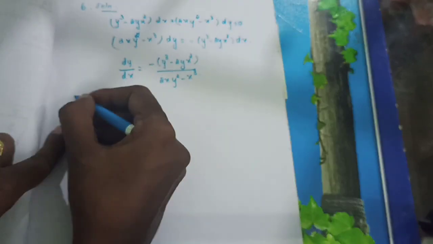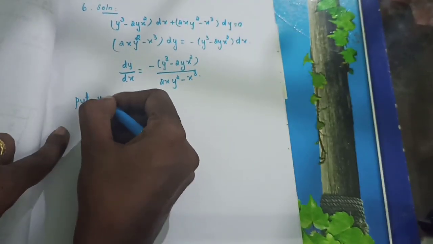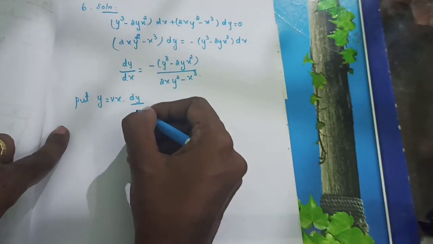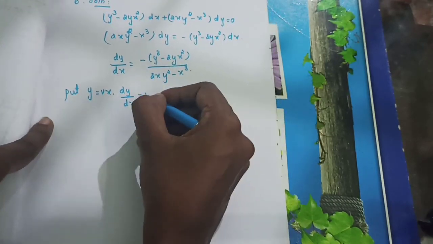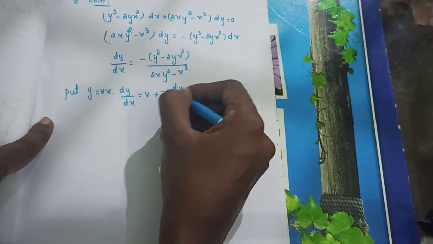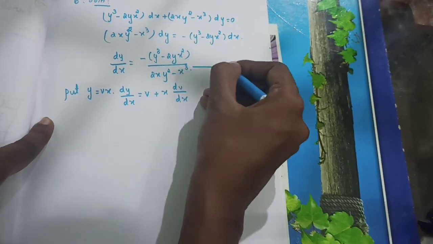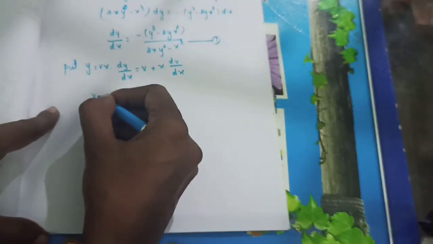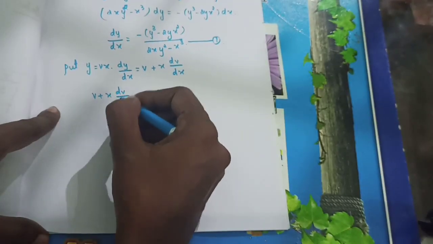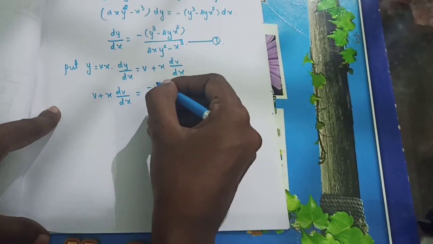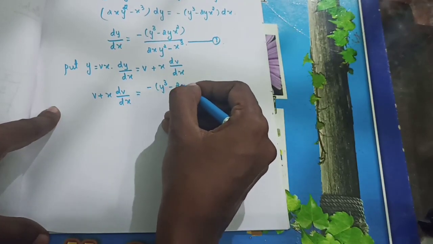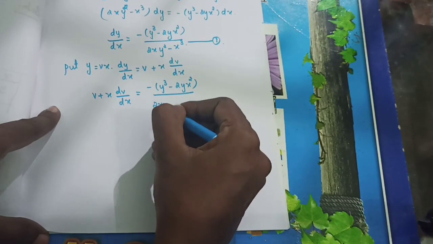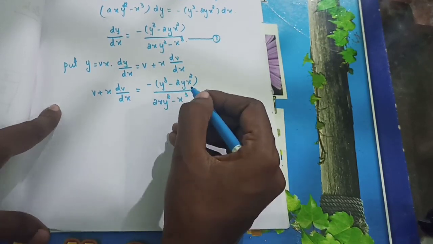Next step, what will you do? Put y is equal to vx, same as other problems. So dy by dx is equal to v plus x into dv by dx. This is equation number 1. Substitute this value here. So v plus x into dv by dx is equal to minus (y cube minus 2yx square) divided by (2xy square minus x cube).